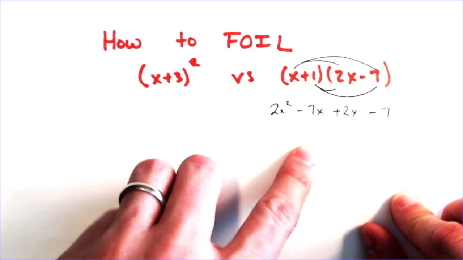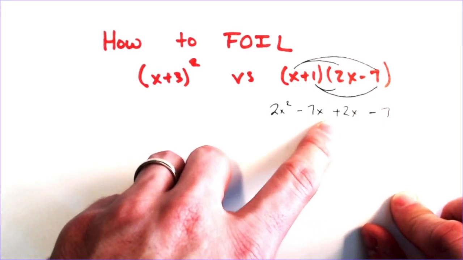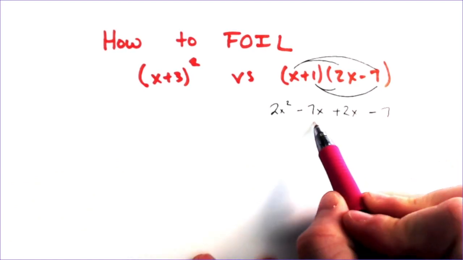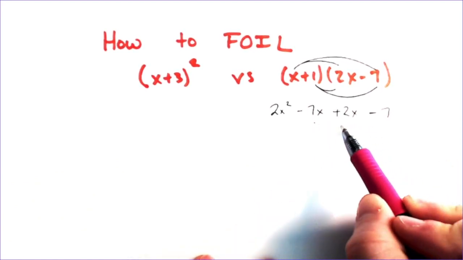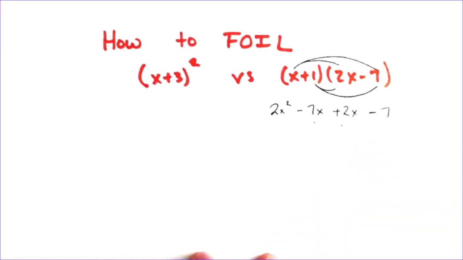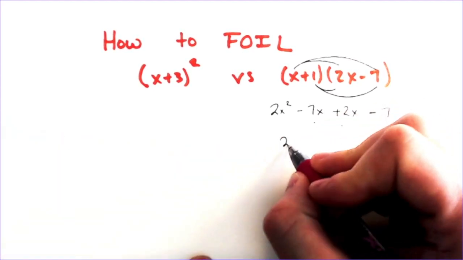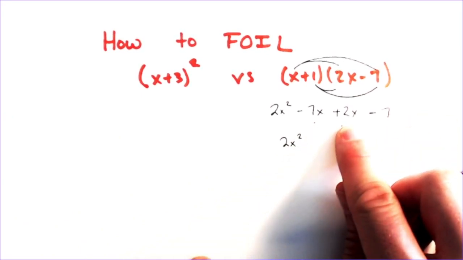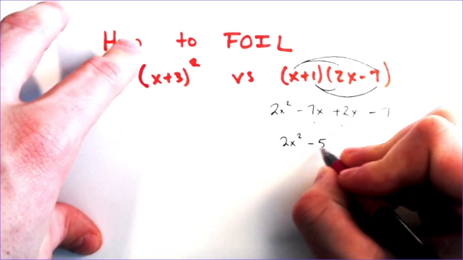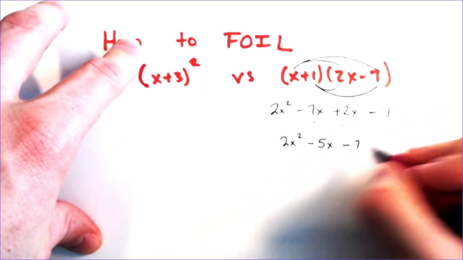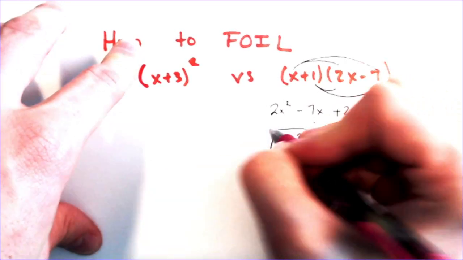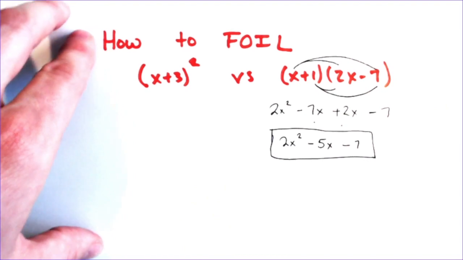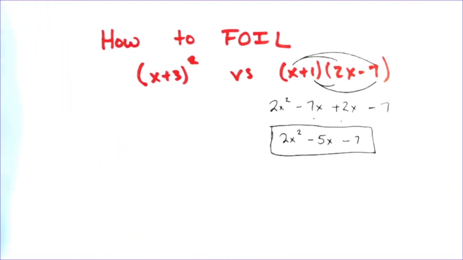FOIL problems like this normally will have like terms in the middle that you're going to have to combine. So in this case, we have a negative 7x and a positive 2x. And those two terms, because they are similar, are going to combine. We're going to end up with negative 7 plus 2, which is negative 5x, minus 7. And that, my friends, is FOILed. It's done. We've multiplied it out. That's all FOILing is: double distribution and multiplying the terms together.